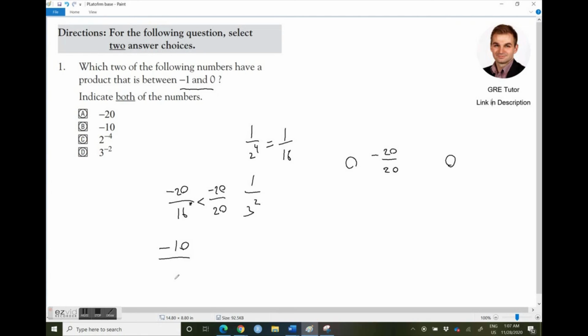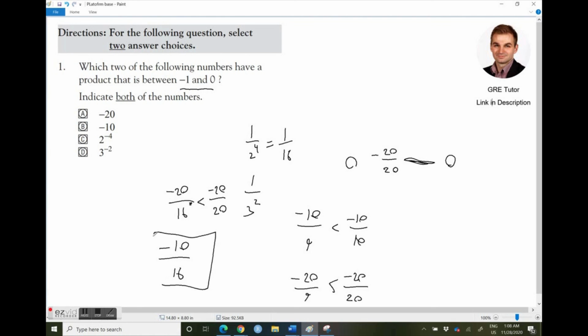-10 over 16 is the right answer. This is definitely within -20 over 20 and 0. Just to check the other options, -10 over 1 over 3 squared, and over 9. 1 over 3 squared is 1 over 9, so -10 over 9 is definitely less than -10 over 10, so it's definitely not within this range that we're looking at. And then -10 over 16 we've already looked at. -20 over 9 is also going to be less than -20 over 20. So this is the right answer.